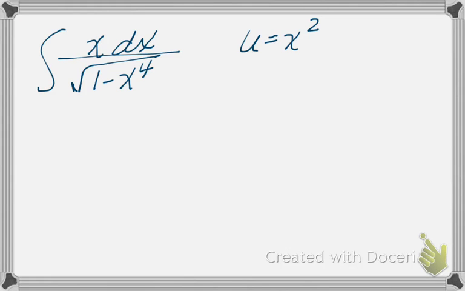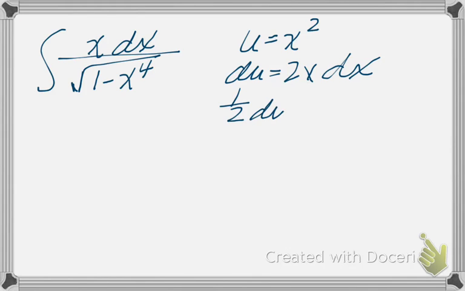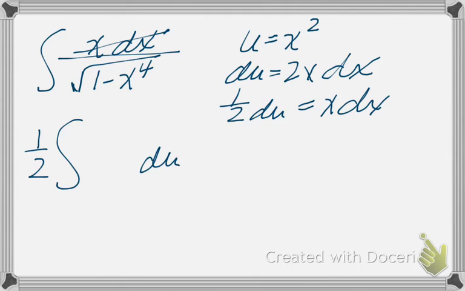So we're going to say u is x squared. Why x squared? Because we're looking at this x to the fourth, and we want to take the square root of that, so x squared. So du is going to be 2x dx. If you look at the original, we have an x and a dx, but we don't have a 2. So we're going to divide both sides by 2. And now we're going to substitute. We're going to take out this x dx and replace it with 1/2 du.